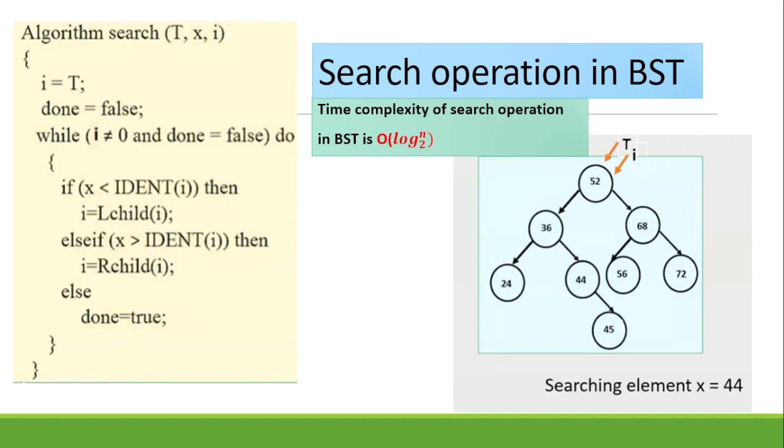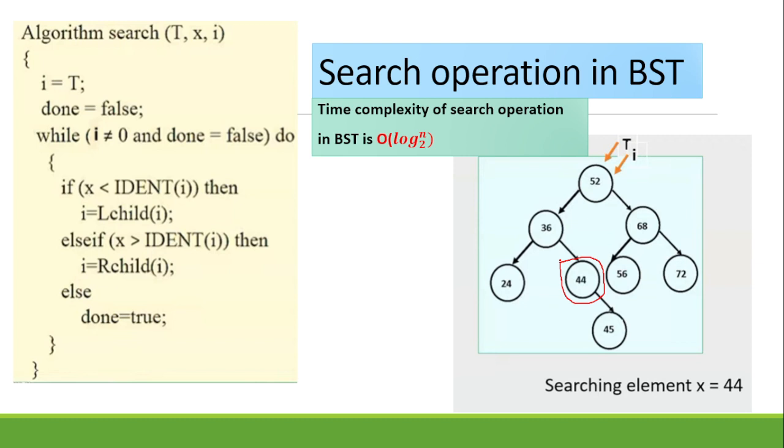First, we will move on to the search operation in a binary search tree. Suppose the following example shows a binary search tree. Our aim is to search for a particular node. Suppose that we are searching for the node 44.